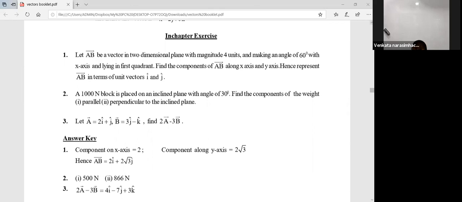Sir, one confirmation: that 1000 Newton is perpendicular to the ground? No. Parallel to the inclined plane. A 1000 Newton block is placed on an inclined plane at an angle of 30 degrees.